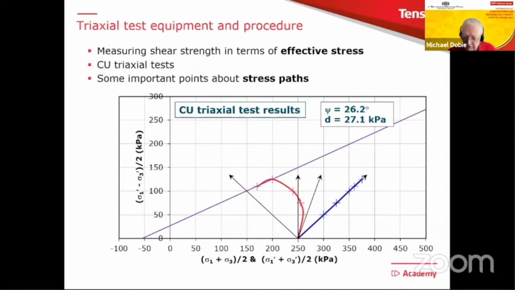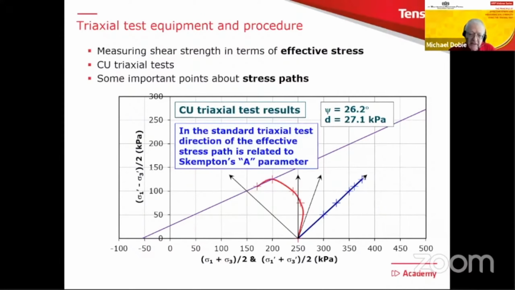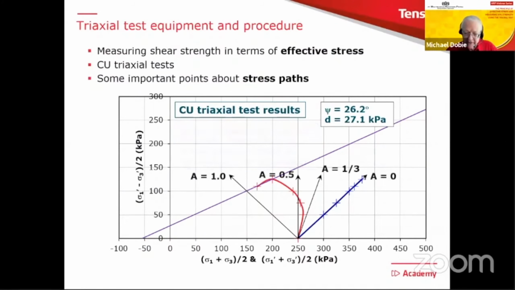Also, the directions of the effective stress shear paths are related directly to Skempton's A parameter. In fact, they define it. And I've put 4 on there, 4 different directions, very simple ones. But let's see what they are.